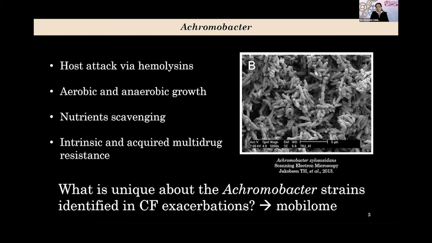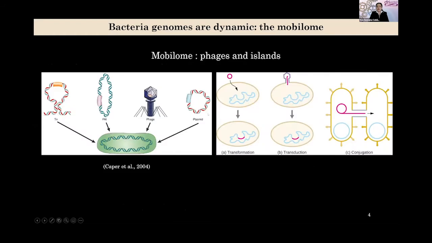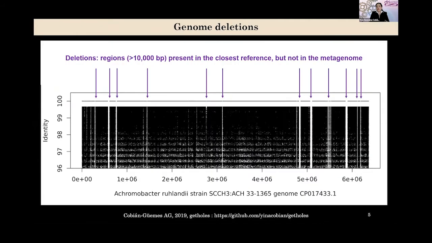So all these are general characteristics of Achromobacter, but what is unique about the Achromobacter strains that we identify in our CF exacerbations? So we went on to study exactly the mobile elements. The mobile elements, as Dr. Rower introduced, are parts of DNA that can be moved around either by phages or plasmids or transposons or genomic islands. So all these pieces of DNA are moved around the environment and they can get integrated into the microbial genomes.